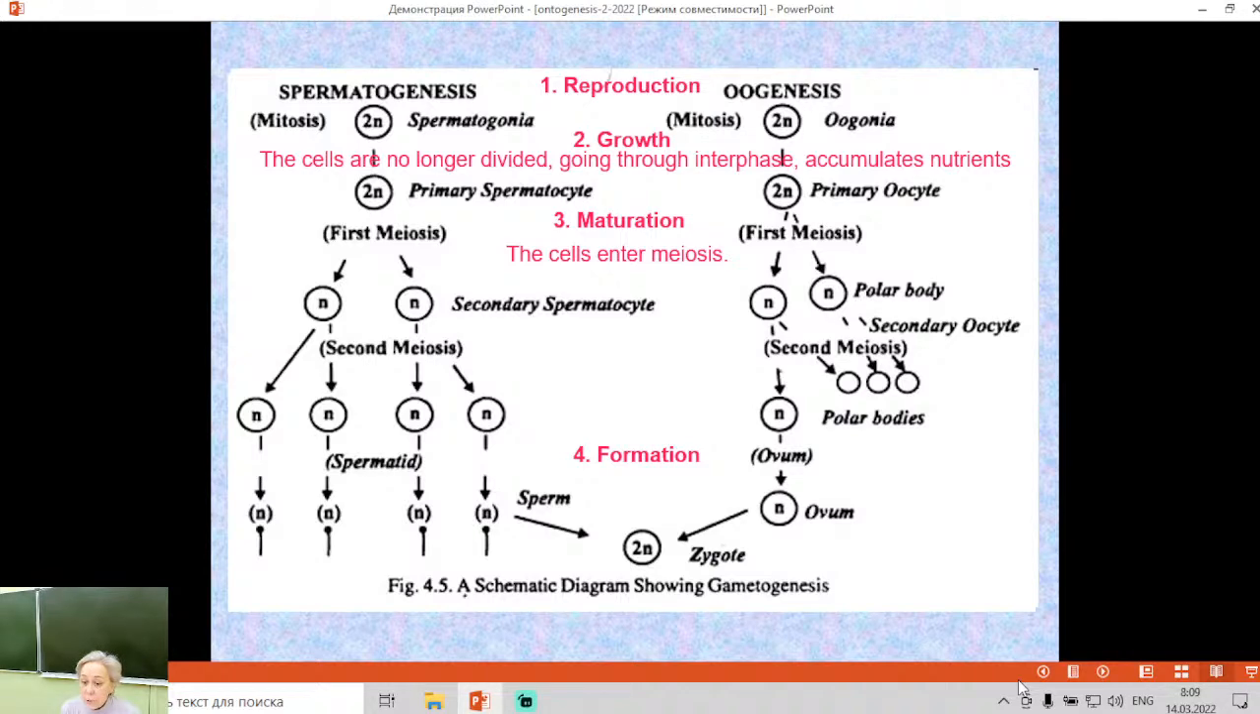Second stage, growth. Spermatogonia slightly increase in size, accumulate some nutrients, and turn into spermatocyte 1 or a primary spermatocyte. So on the second stage, stage of growth, spermatogonia transform into primary spermatocyte.